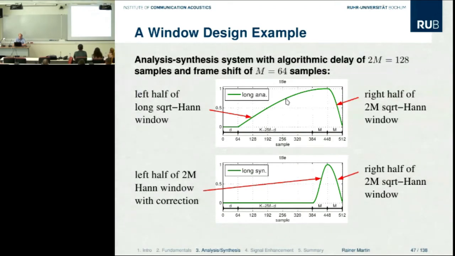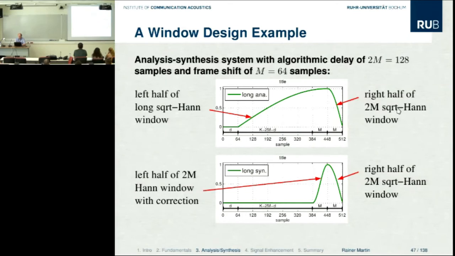If you're just looking at one pair of windows, and you want to use a long analysis window and keep the latency short, then you can design it such that the right edge is taken from a short square root Hann window. And you could also take the left side from a long square root Hann window and simply glue them together at this point. That is the easiest way to construct these windows.